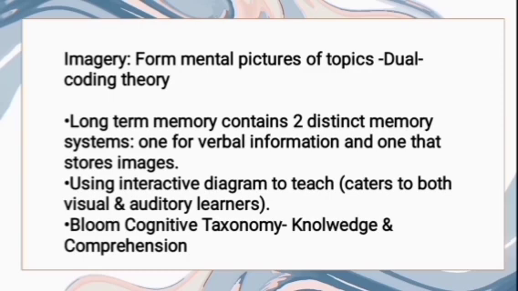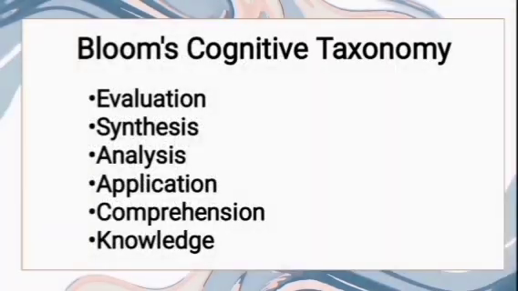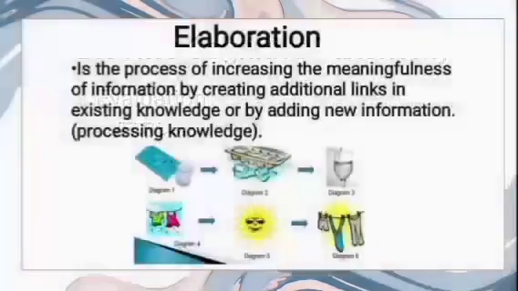Imagery: form mental pictures of topics. Dual coding theory says long-term memory contains two distinct memory systems, one for verbal information and one that stores images. There is also Bloom's cognitive taxonomy. There are six levels: evaluation, synthesis, analysis, application, comprehension, and knowledge.